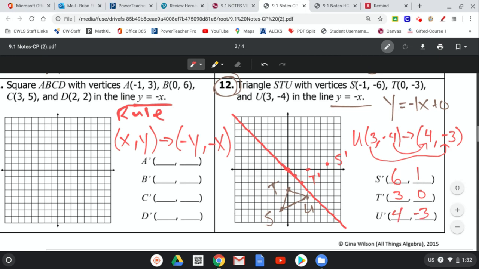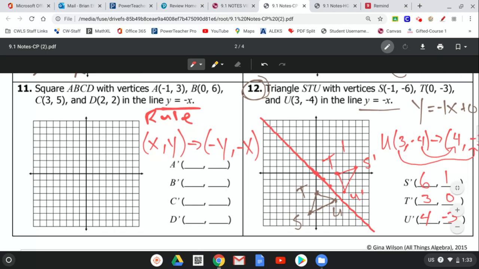Okay, so we look over 1, 2, 3, 4, and then down 3. So it's going to be 1, 2, 3 right there. So that is going to be U prime. So we just have to connect the dots. I'm going to erase that T prime there. Give it the label up here, T prime. There we go. Connect the dots. Boom. It worked out for us. It looks like it's a reflection. It really does.